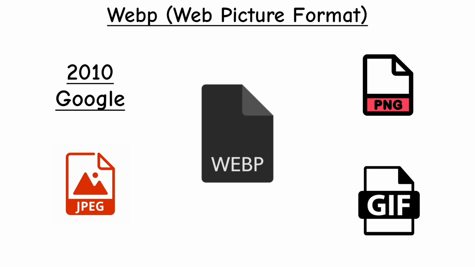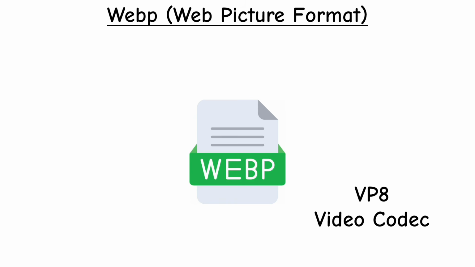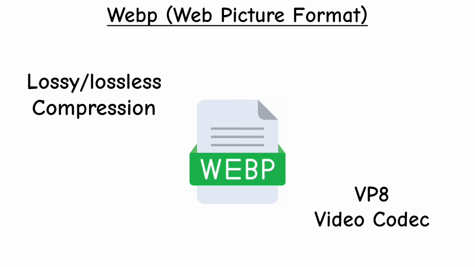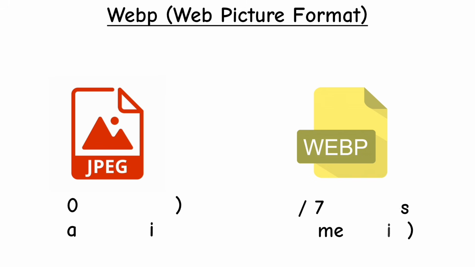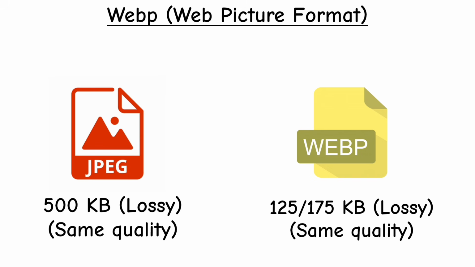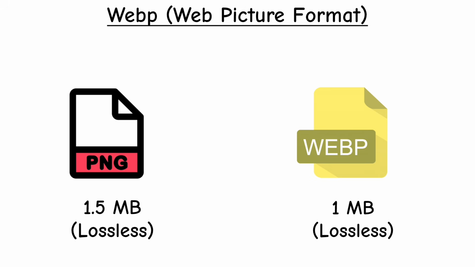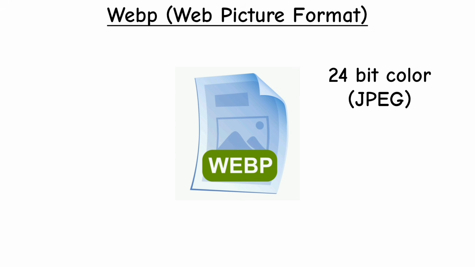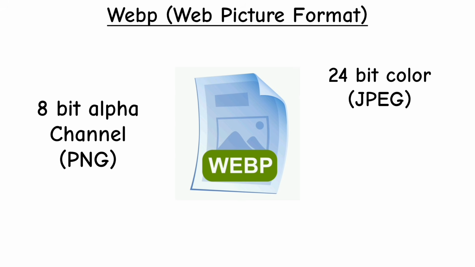WebP, which stands for Web Picture Format, was created by Google in 2010 as a modern replacement for JPEG, PNG, and GIF. It is based on the VP8 video codec and supports both lossy and lossless compression. A lossy WebP file is usually 25 to 35% smaller than a JPEG of the same quality, while a lossless WebP is smaller than a PNG. It also supports 24-bit color like JPEG, an 8-bit alpha channel for transparency like PNG, and even animation like GIF, all in a single format.